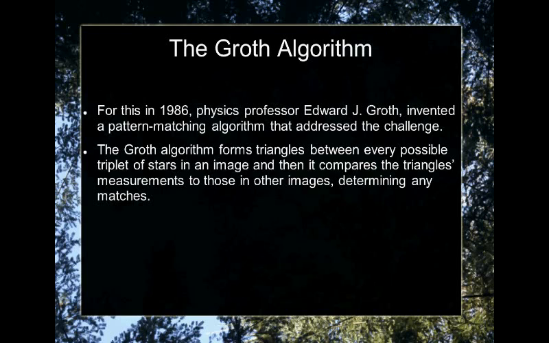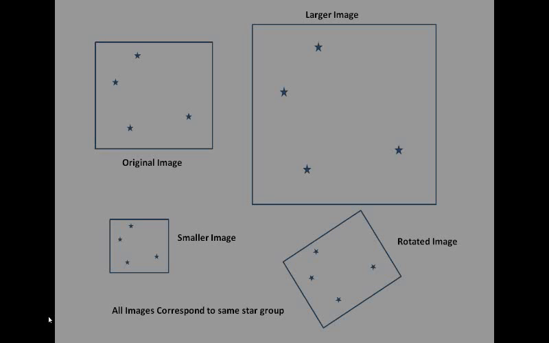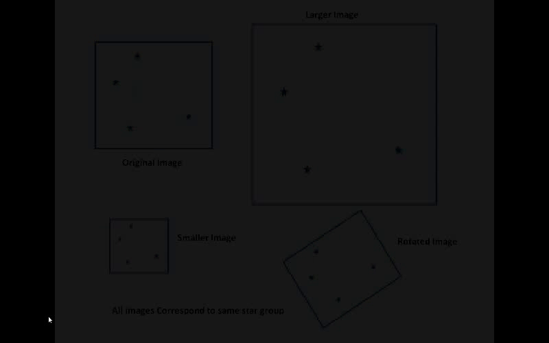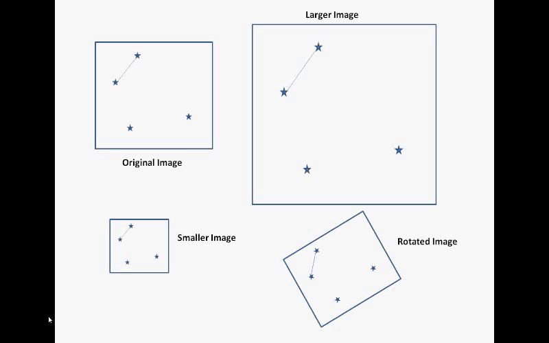For this, in 1986, physics professor Edward J. Groth invented a pattern matching algorithm that addressed the challenge. The Groth algorithm forms triangles between every possible triplet of stars in an image. Then it compares the triangle's measurements to those in other images, determining any matches. This is possible because certain properties of a triangle, like angles, do not change.